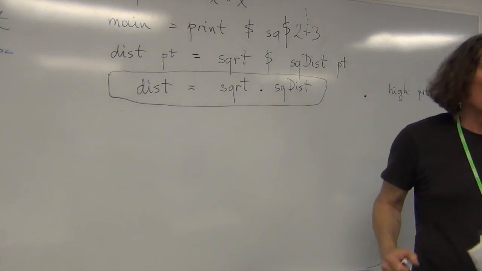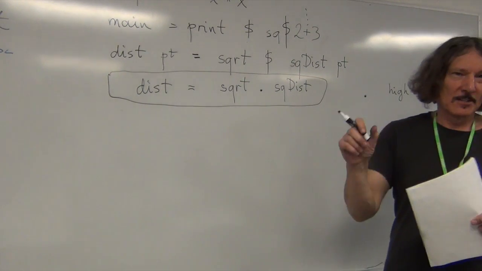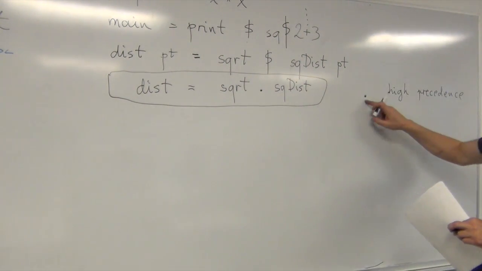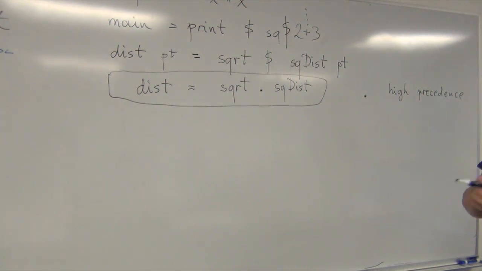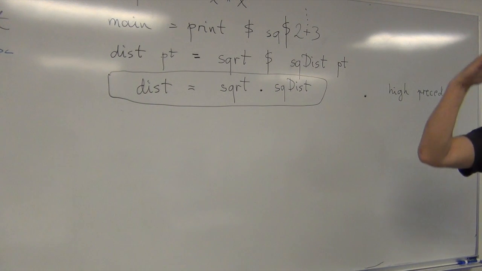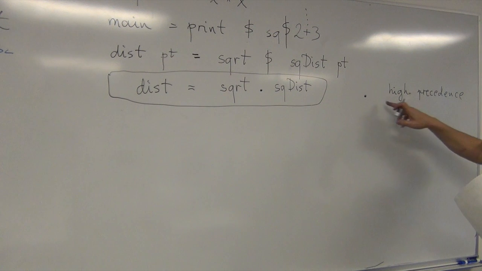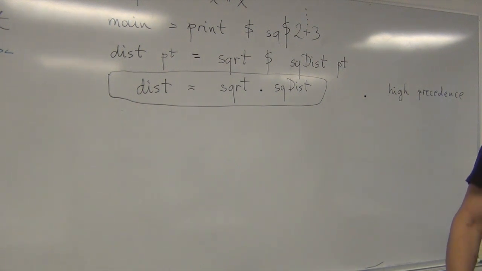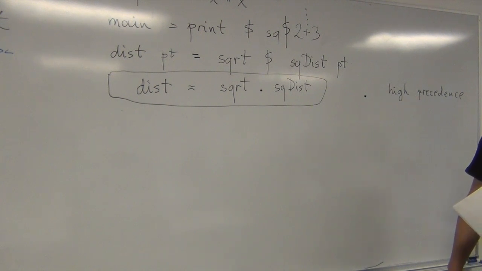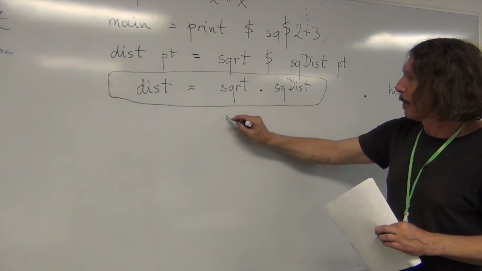It binds almost as strongly as function application, which is definitely the strongest possible. So this one has high precedence, only one notch below function application. So if you had an argument after square dist in this dist equals blah blah blah, does that mean that square dist would be applied to that argument first and then it would attempt to apply the composition?